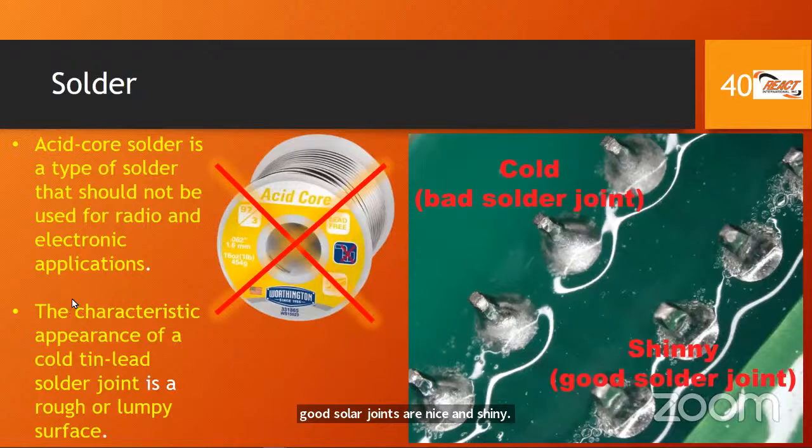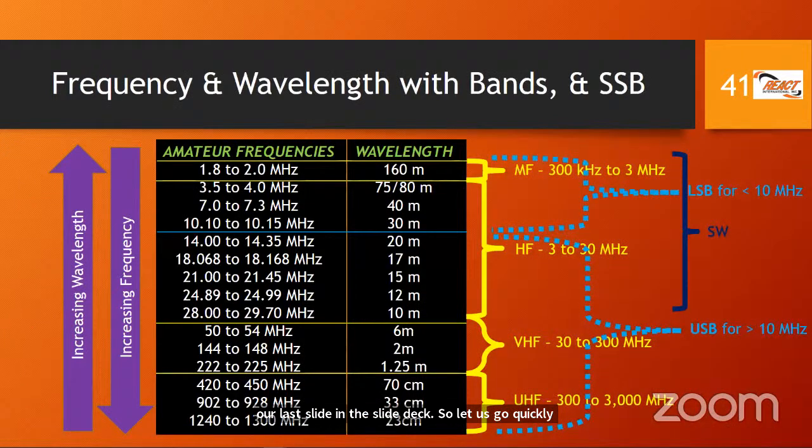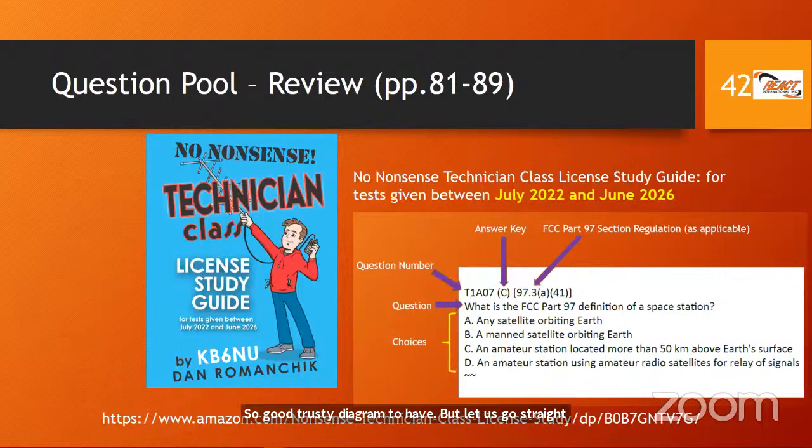And folks, this is our last slide in the slide deck. So let us go quickly now to the usual slide that we have. This is one that we'll keep repeating in the slide deck just because it shows us the frequency ranges and what's VHF, UHF, and HF. So good trusty table to have when studying material so that we can see the frequency ranges, the wavelengths, and what band it is, and even whether we use lower sideband or upper sideband. So good trusty diagram to have. But let us go straight now into our question pool review, where we deal with the questions related to the theory that we have covered this evening.